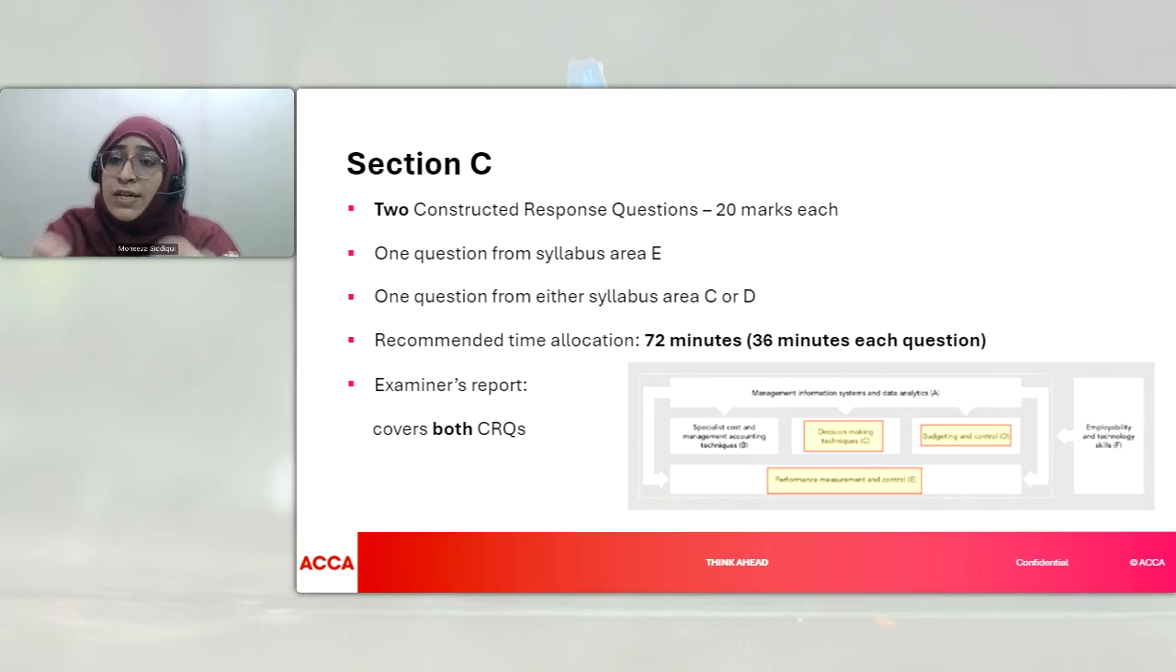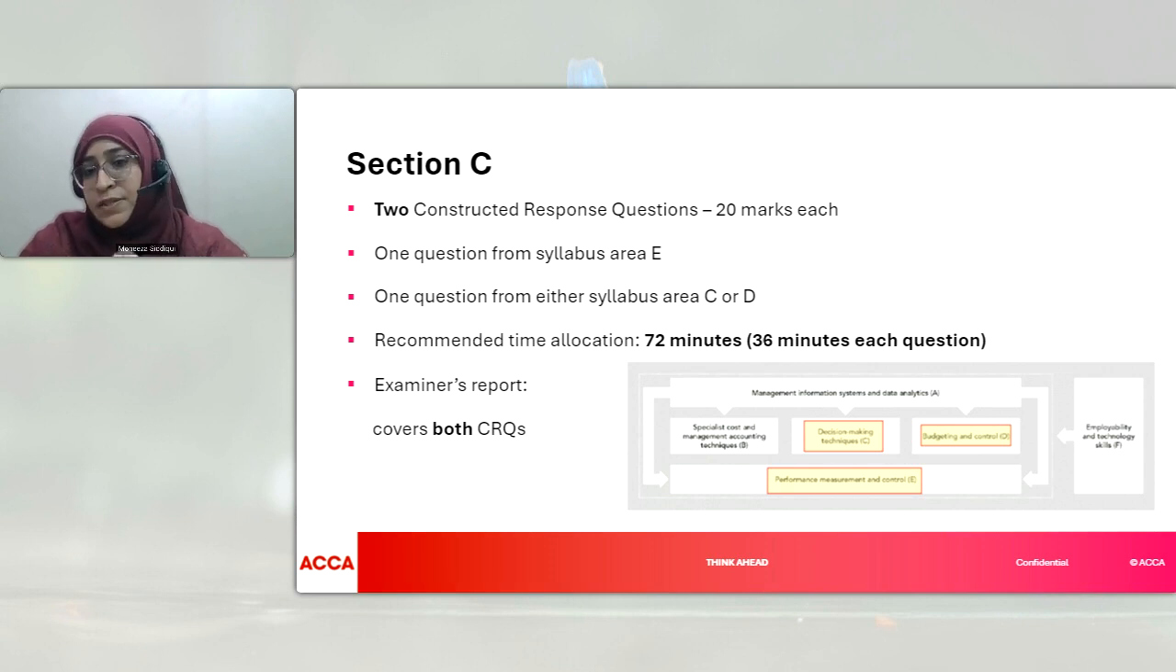The reason I've included this information on the slides today is that it's supposed to be your guideline when you're practicing your questions right now. You need to start implementing this now in order to be comfortable with the time available in the live exam. Now, the examiner's report covers feedback on both constructive response questions, and of course we've got the practice platform where you can access the detailed question, the sample answer, and the standard marking scheme, which I'll be referring to in just a short while.